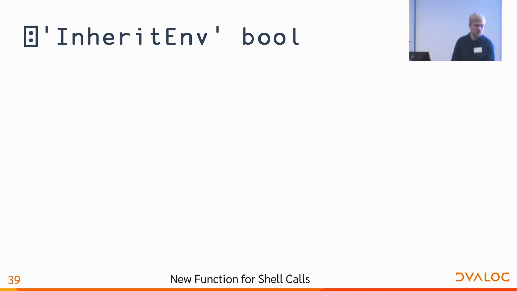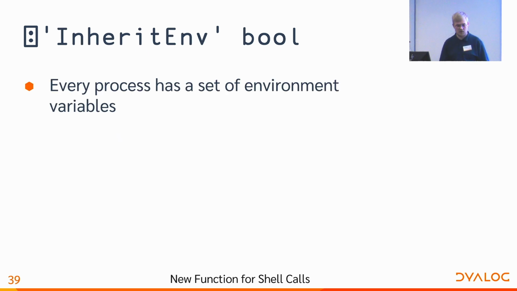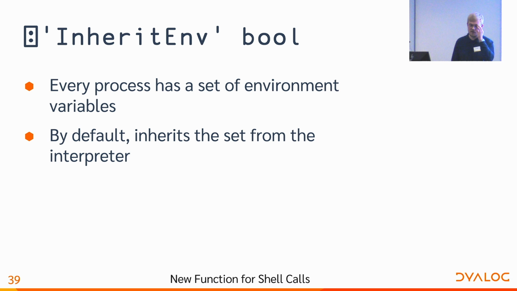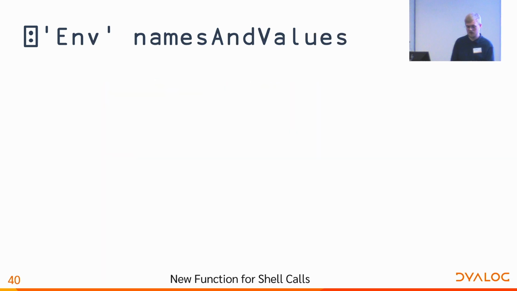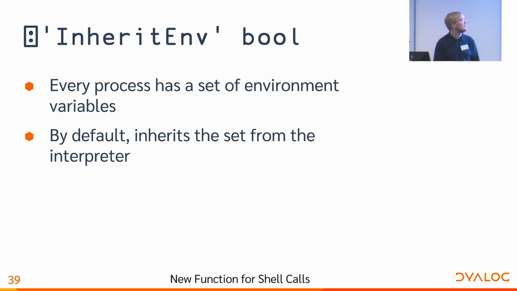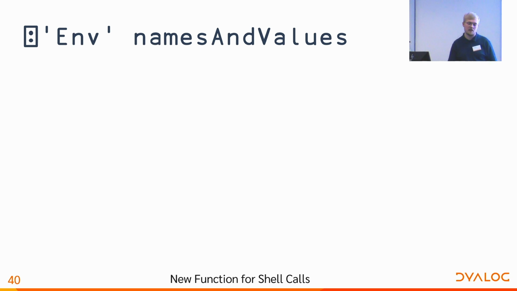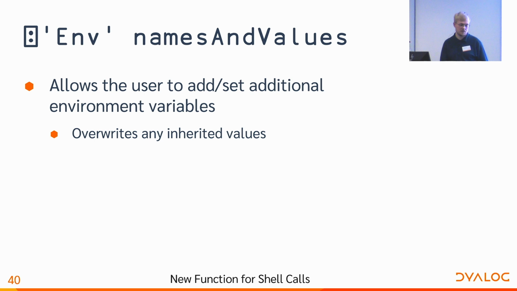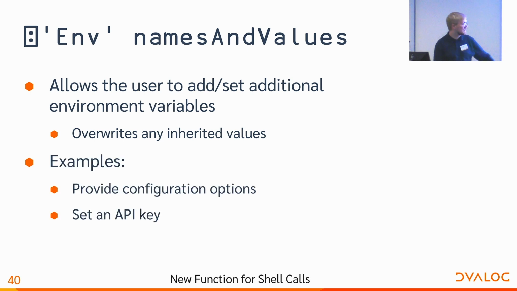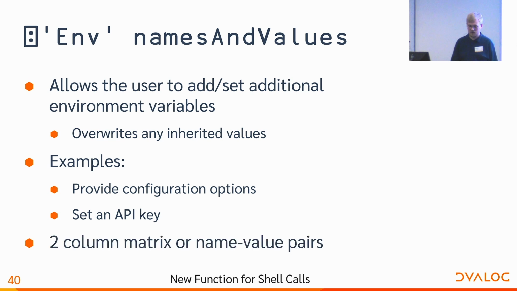And then we have this option to specify the environment variables. So every process has a set of environment variables, and by default it inherits the set from the interpreter. But we can say that it should start from sort of a clean state. And in addition to that, we can add additional environment variables or override some that already exists. For example, we can set an API key or provide some configuration option or whatever. And the format of that is a 2-column matrix of names and values, or a vector of name value pairs.